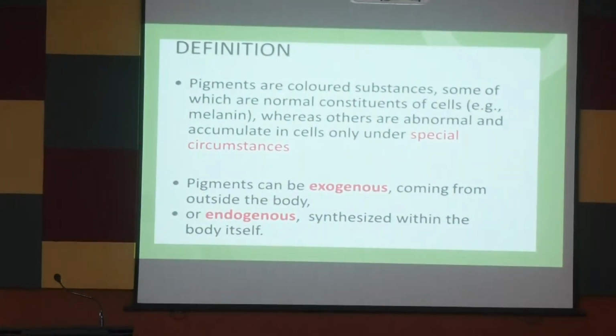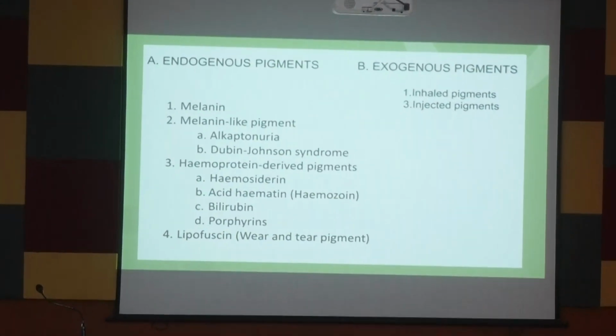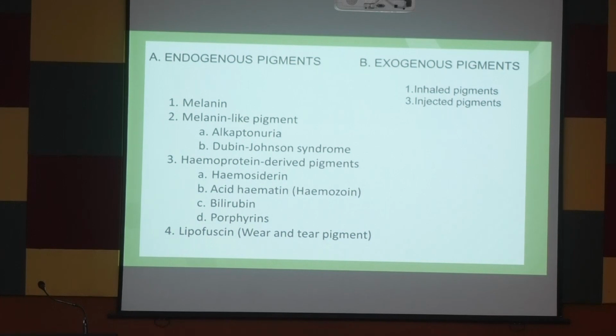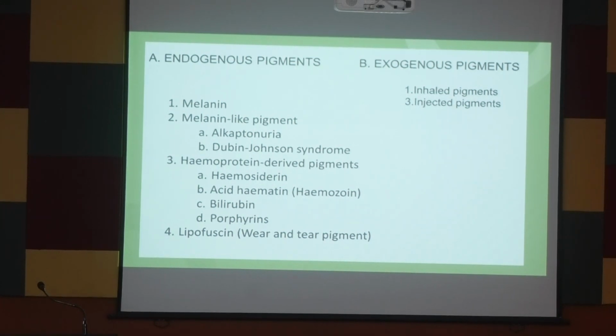So pigments can be exogenous or endogenous. So the endogenous pigment list: melanin, most important, melanin-like pigment deposition in diseases like alkaptonuria, Dubin-Johnson syndrome in liver, hemoprotein-derived pigments, hemosiderin, okay, acid hematin or hemozoin, bilirubin, another hemoglobin byproduct, bilirubin, porphyrin, and lipofuscin, that is the wear and tear pigment. Very important for a short note, lipofuscin, okay, wear and tear pigment.